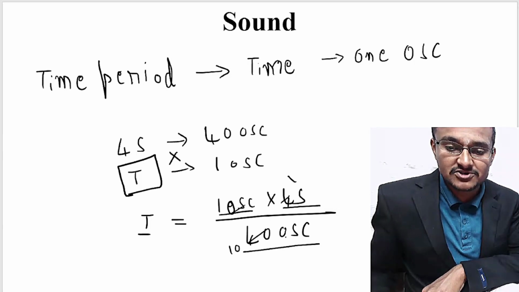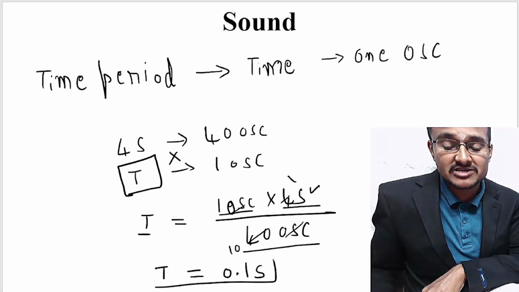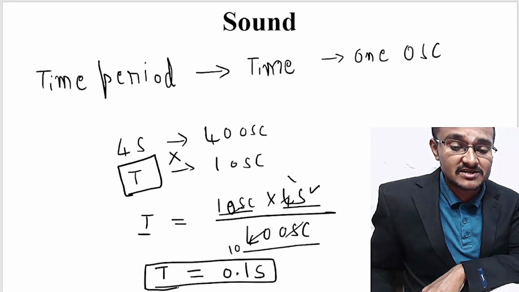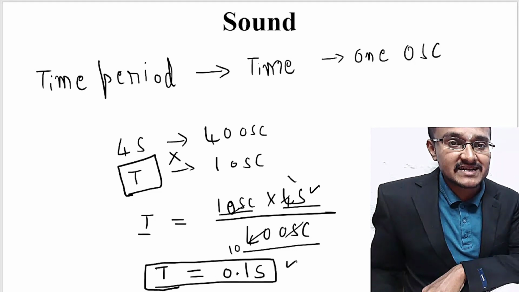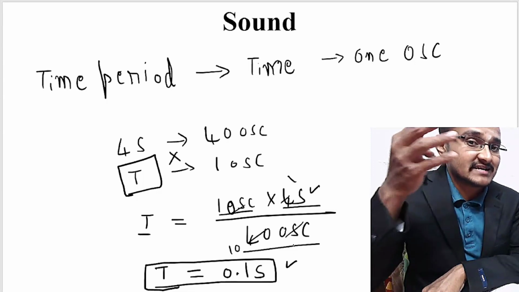So here oscillation and oscillation cancel, so second remains as it is. So here time period T is actually equal to 1 divided by 10. So 1 divided by 10 is 0.1, and this second is there. So the answer for this time period is 0.1 second. That means this particular sound has 0.1 second time period, and in 1 second it is vibrating 10 times.